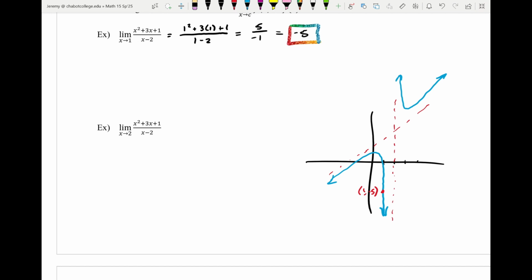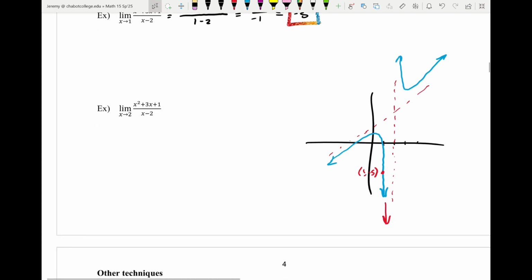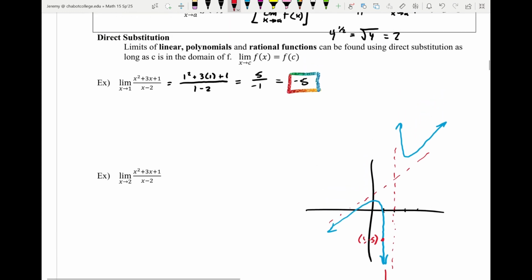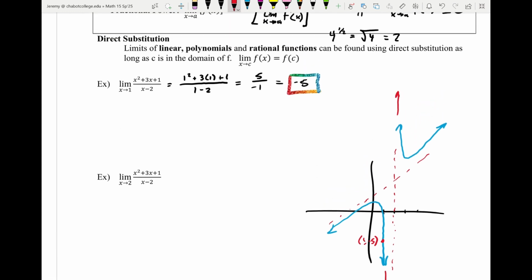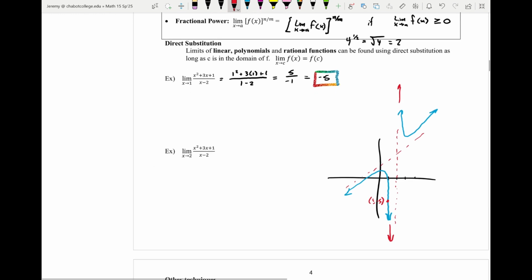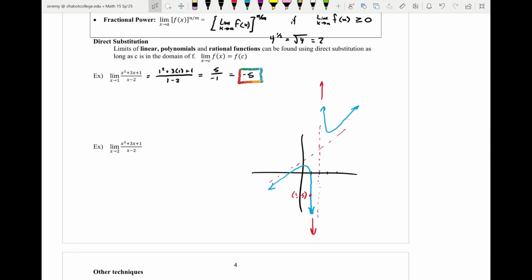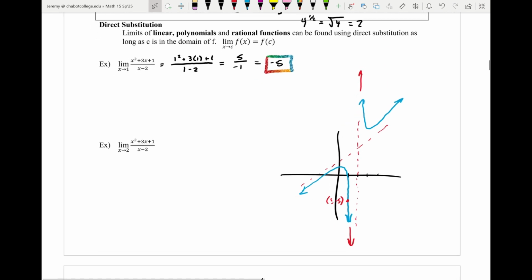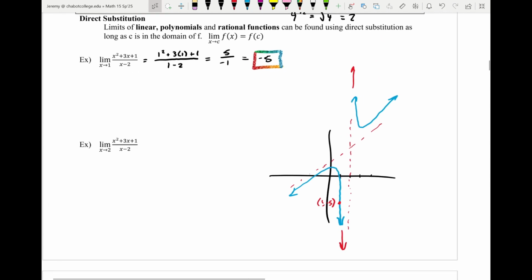But at x equals 2, we have a vertical asymptote, and we can see the behavior near that asymptote. To the left of 2, it goes down to -infinity. To the right of 2, it goes up to +infinity. So this is a really extreme case of the left and right limit not being equal to one another, right? And what do we say when the left and right limit are not equal to one another? The two-sided limit does not exist.